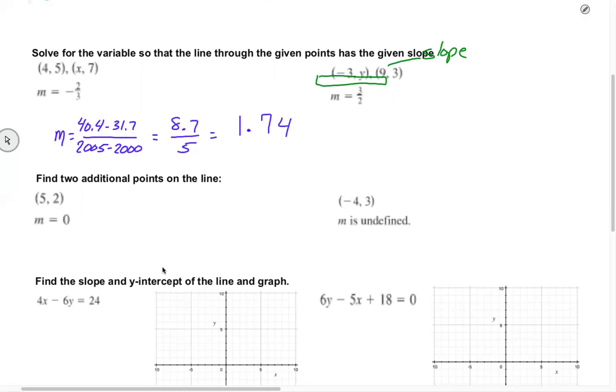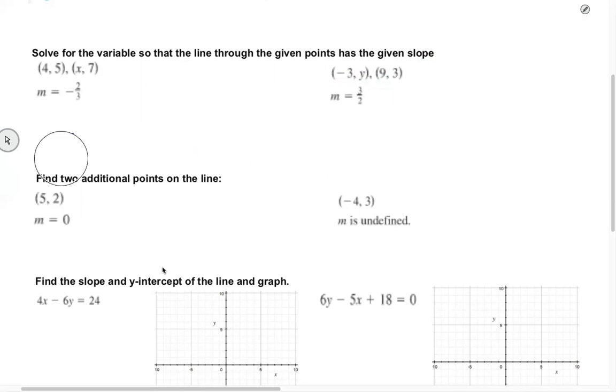All right, now it says solve for the variable so that the line through the given points has the given slope. This is a little easier than you think. It looks difficult, but here's the thing. You know your slope equals y2 minus y1 over x2 minus x1. Don't we already have this? Yeah, watch this. You're asked to find x.